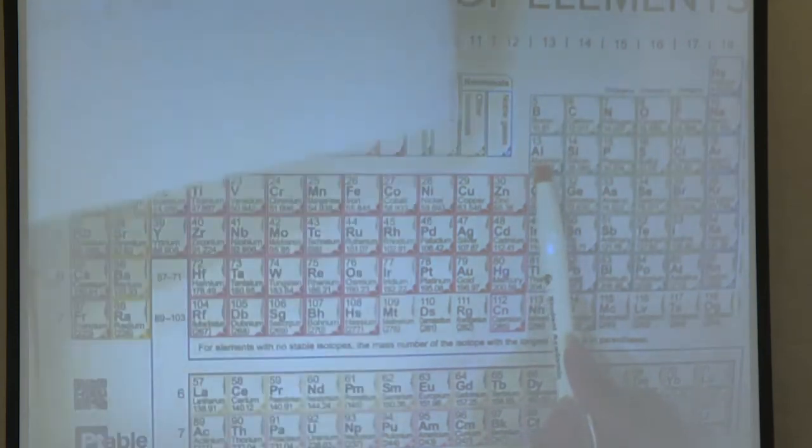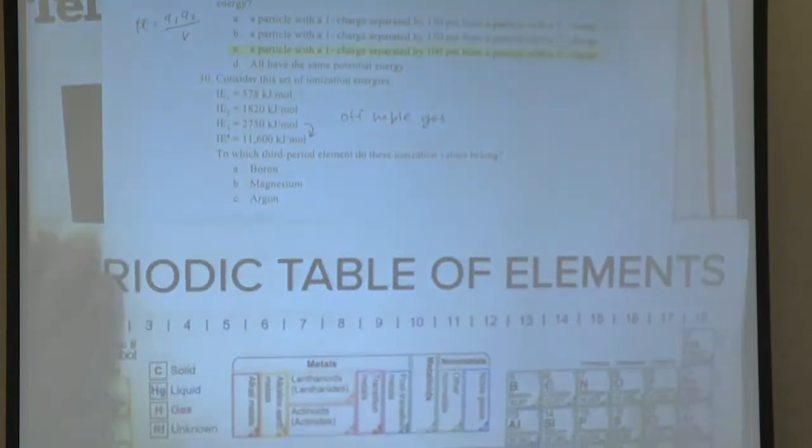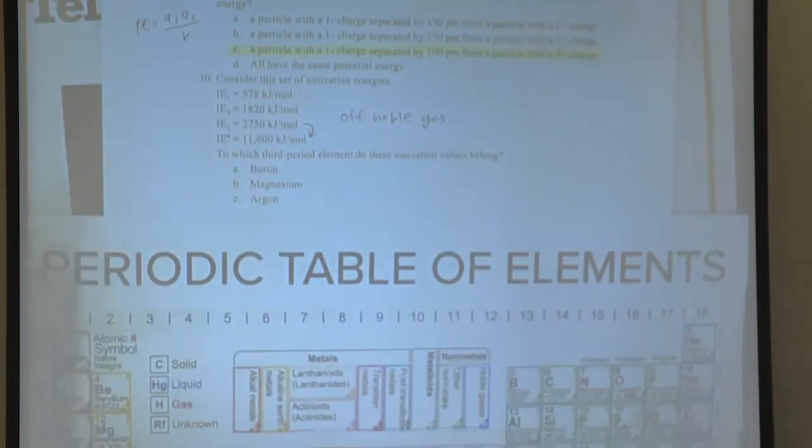If we look, let's see if I can fit this in the same page. Is it aluminum? What's the answer to number 30? Yeah, 30 is D. I'm sorry, it's actually on the next page. Aluminum. Right there.